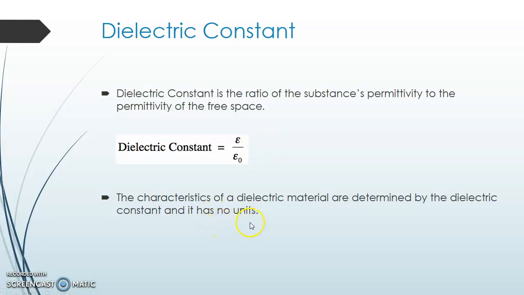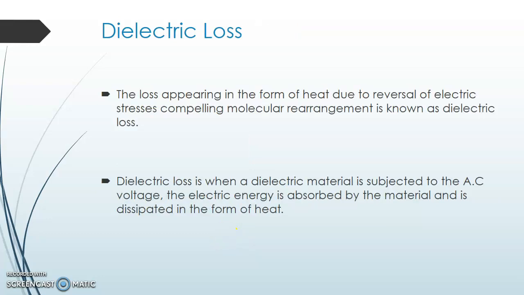The characteristics of dielectric material are determined by the dielectric constant. Many of these insulating materials have dielectric constant more than unity. This material shows a dielectric loss when subjected to AC voltages. Then what is the dielectric loss? It is the loss appearing in the form of heat due to the reversal of electric stresses compelling molecular rearrangement, known as the dielectric loss.